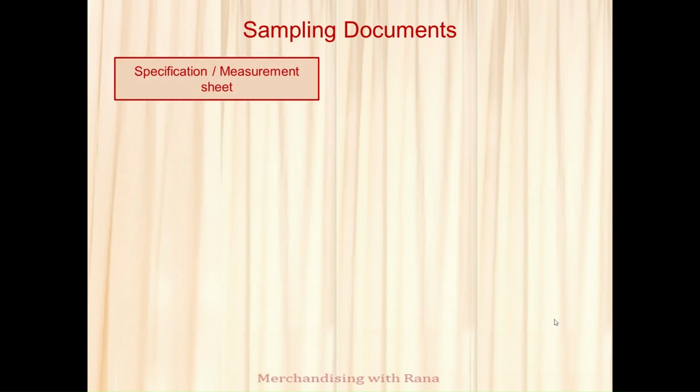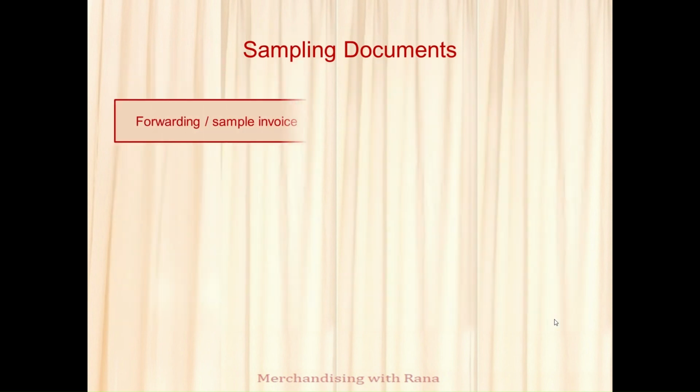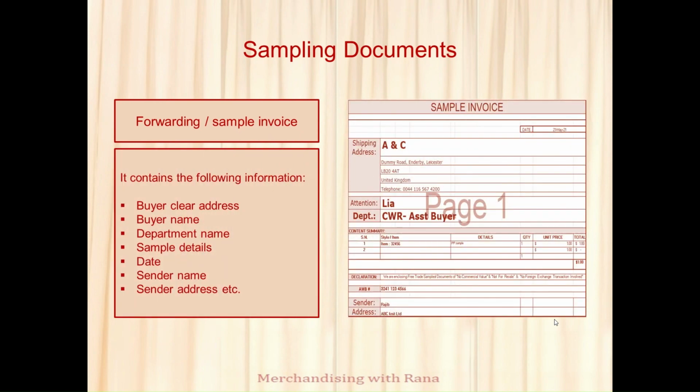Then specification or measurement sheet. I already showed this spec sheet. Some buyers ask for this measurement sheet along with the sample. Actually, they want to see if you send the sample after checking or not. Then forwarding or sample invoice. This is very necessary. Whenever you send any sample to your buyer, you have to mention the correct attention, address, of course, your name, your address, and sample details.